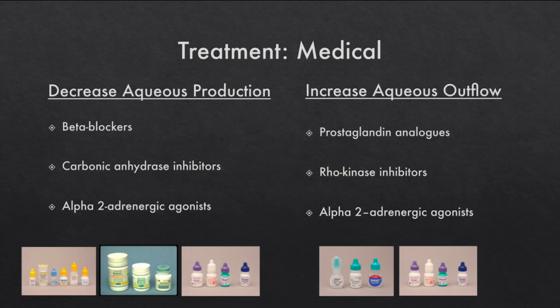Treatment of open-angle glaucoma falls into 2 categories, medical and surgical. Medical treatment decreases intraocular pressure by either decreasing aqueous production or increasing aqueous outflow. Beta blockers and carbonic anhydrase inhibitors decrease production of aqueous fluid. Prostaglandin analogs and rho kinase inhibitors increase aqueous outflow. Alpha-2 agonists do both.